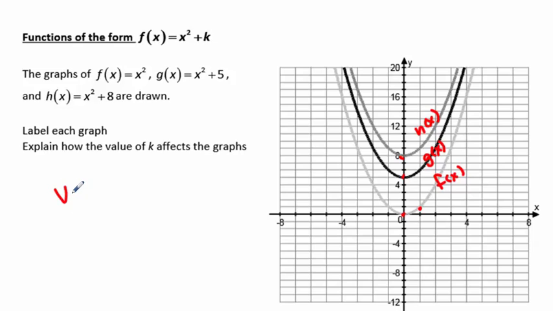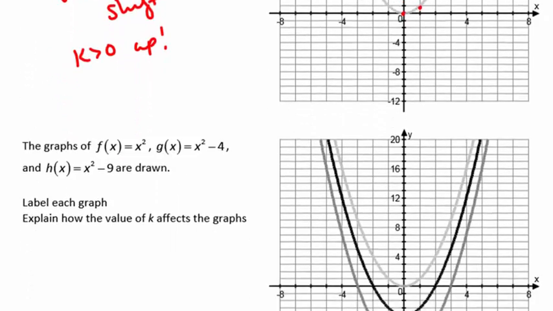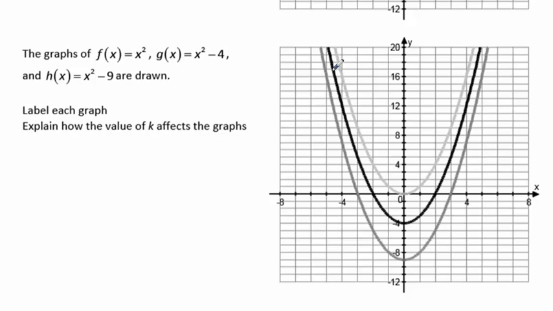It's a vertical shift. All right, so for our k larger than 0 right here, we're going to be going up. Let's look at some more examples. What if you have x squared, this one in the center, compared with x minus 4, go down 4, this one in the middle, and go down 9, this will be h of x. If you have a k value that's negative, how is it going to affect the graph? It's a vertical shift, this time down.